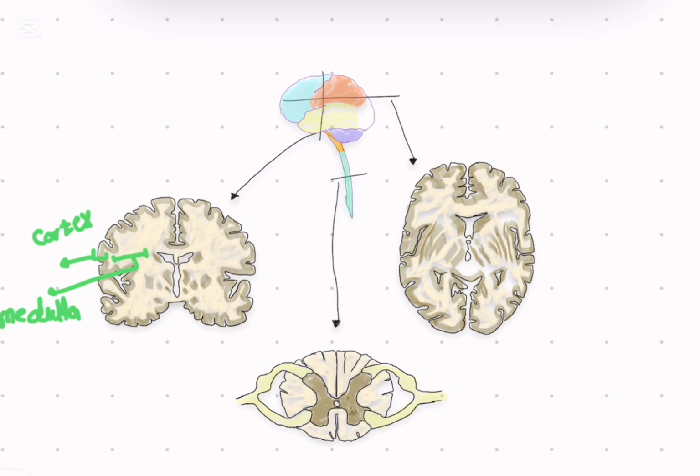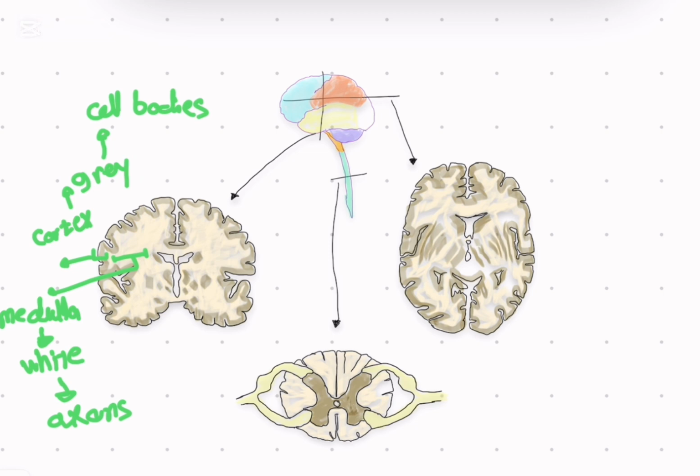The outer part of the cerebrum, which is called the cortex, is gray in color, so it is the gray matter which represents the cell bodies. The medulla of the brain is white in color, so it represents the white matter. And as we mentioned, the white matter represents the axons, which are covered by the white myelin sheath. The other section here, which is a cross section of the brain, also shows us the outer part of the cerebrum, which is the gray matter, representing the cerebral cortex, and so it is the cell bodies. In the inner part, we have the medulla, white matter, and it is the axons of those neurons.